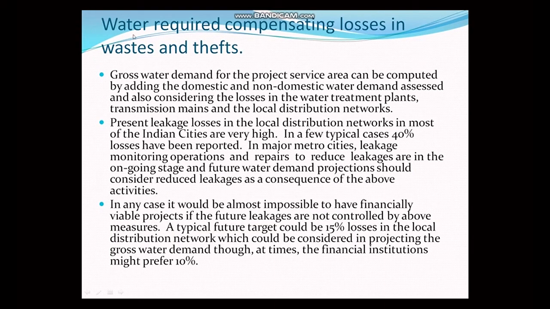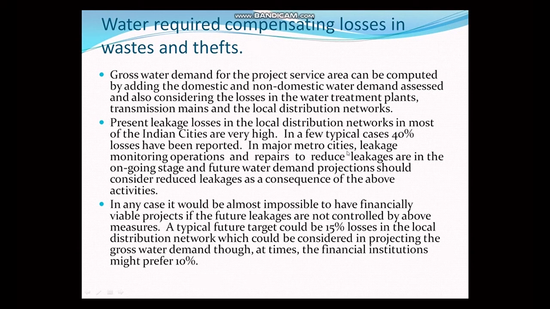Now let us have a look at the water demand required for compensating losses in wastes and thefts. Gross water demand for the project service area can be computed by adding the domestic and non-domestic water demand assessed and also considering the losses in the water treatment plants, transmission mains, and the local distribution networks. Present day leakage losses in the local distribution networks in most of the Indian cities are very high. In a few typical cases, 40% of the losses have been reported.